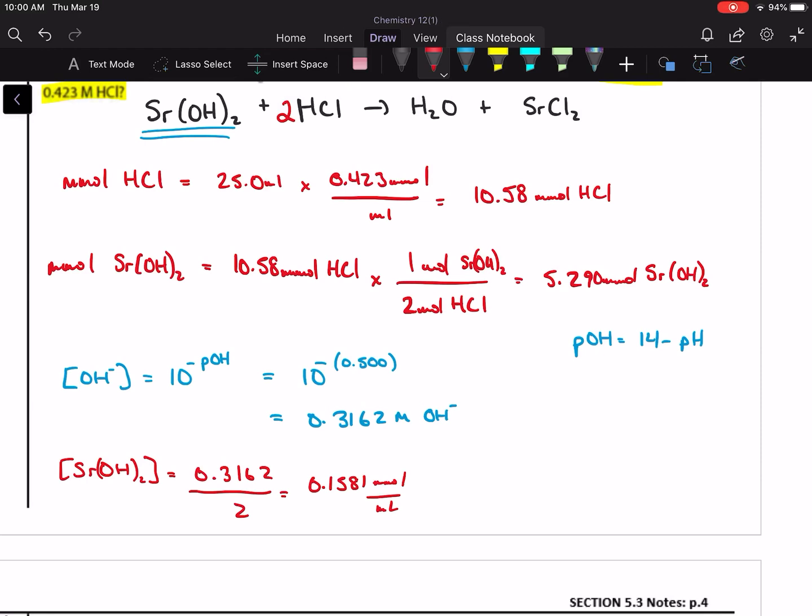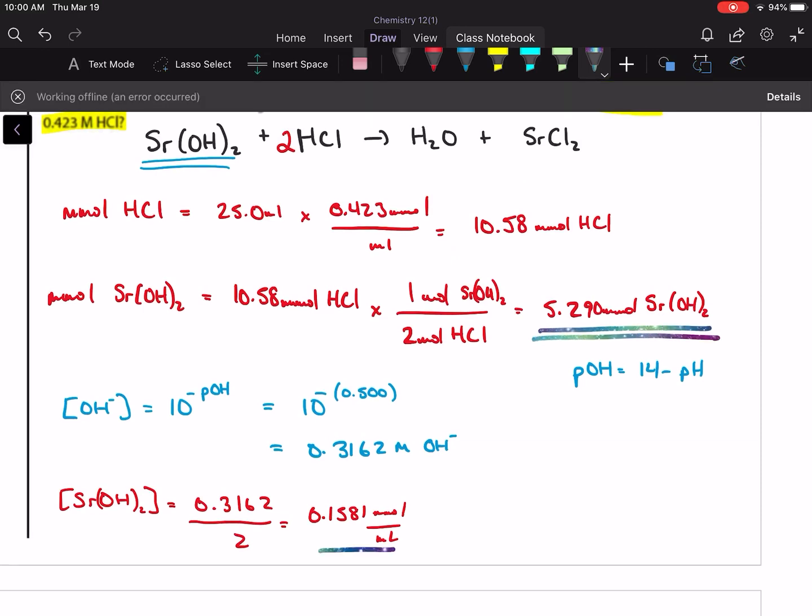And so then finally, I have my millimoles of strontium hydroxide here, and I've got my concentration, which I've determined here from the pH, and I can use those to now determine the volume of strontium hydroxide. So my last step, I'm going to take my volume would be 5.290 millimoles of strontium hydroxide multiplied by 1 mL is 0.1581 millimoles of strontium hydroxide. And so that works out to being about 33.4 milliliters.